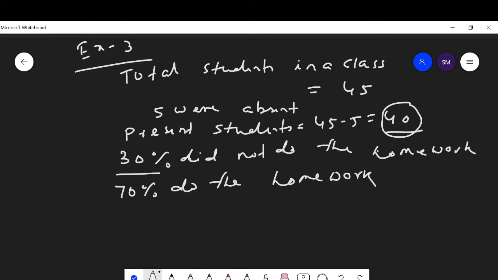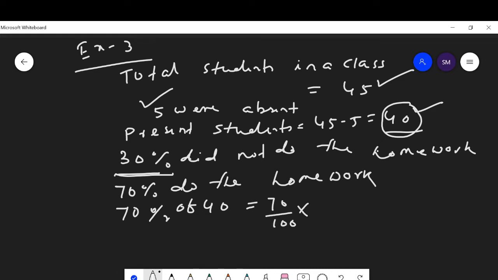Then the question asked, find the number of students who did the homework. Total strength 45, 5 were absent. Don't worry about them. Only 40 are present. Out of them 30% did not do homework, 70% did homework. Then the number of students who did homework is 70% of 40. 70% means 70 upon 100, of means into 40. This means the number of students who did homework is 28.